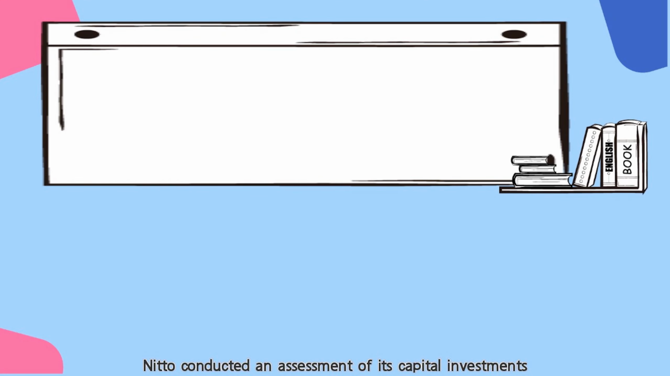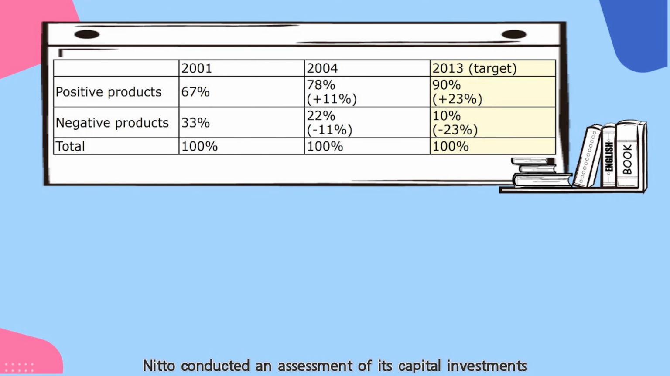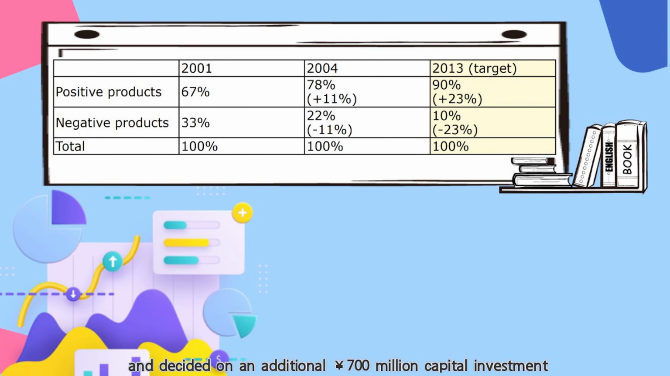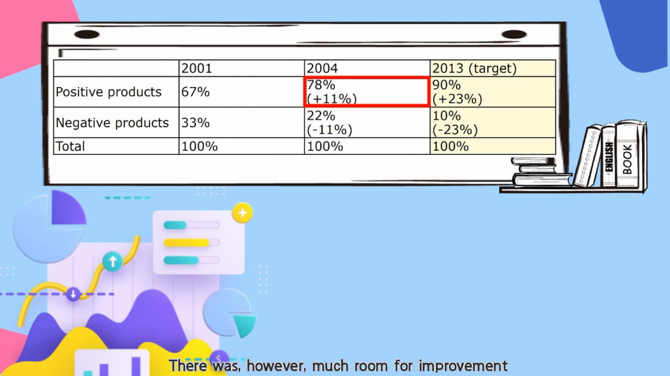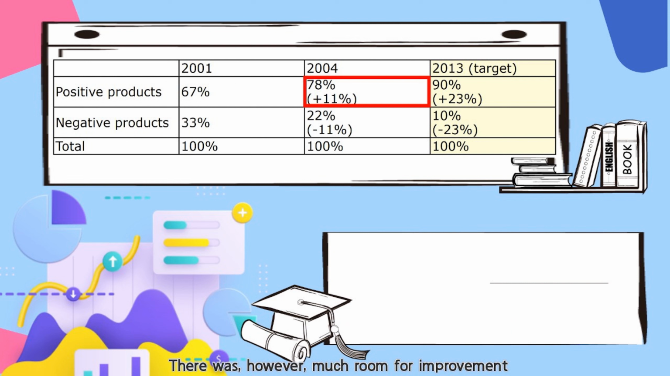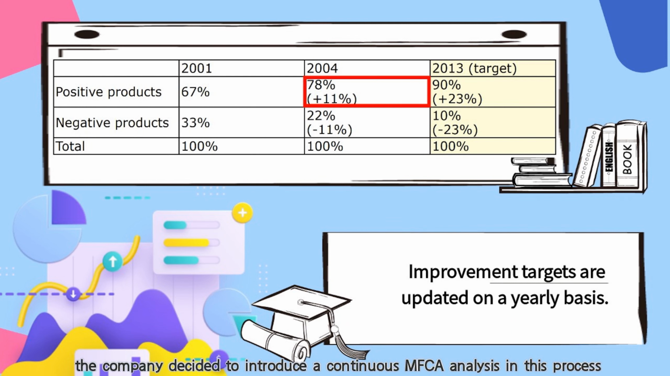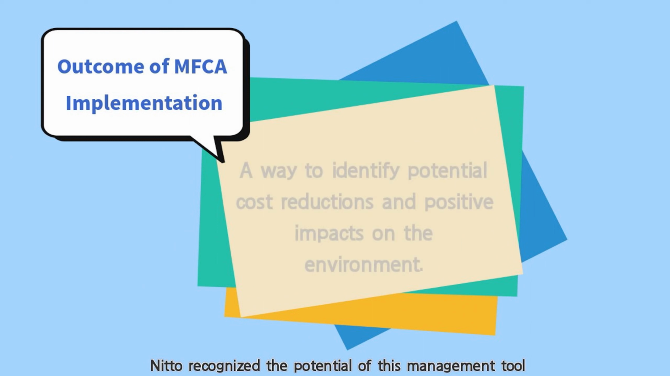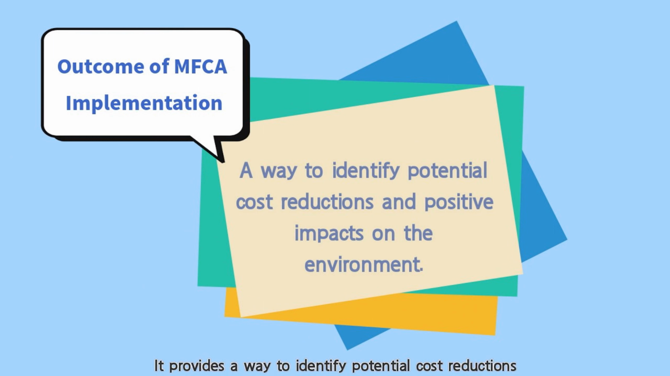Nitto conducted an assessment of its capital investments, and decided on an additional 700 million capital investment. The proportion of positive products increased by 10%. There was, however, much room for improvement, and the company decided to introduce a continuous MFCA analysis in this process. After completing the project, Nitto recognized the potential of this management tool. It provides a way to identify potential cost reductions and positive impacts on the environment.